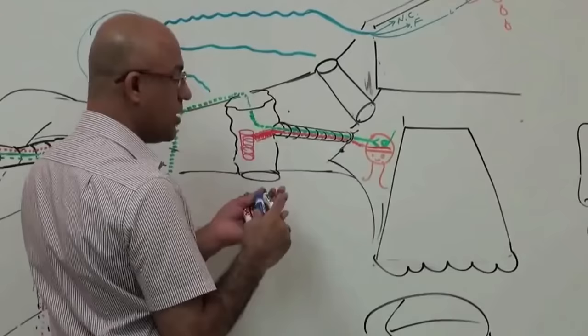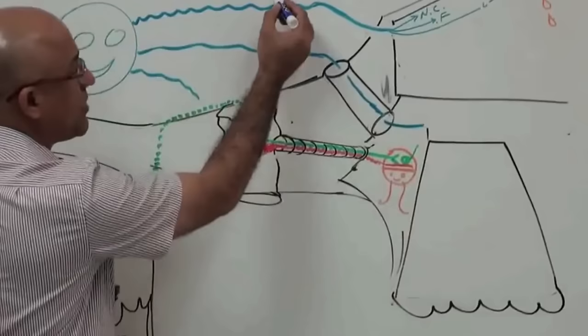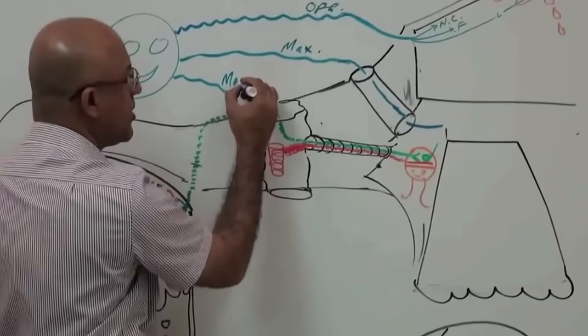And from here, what is coming down? Yes, and forward? What is this? This was the ophthalmic division. What is this? Maxillary division. What is this? Mandibular, right? Now, this maxillary nerve, it is passing from here.